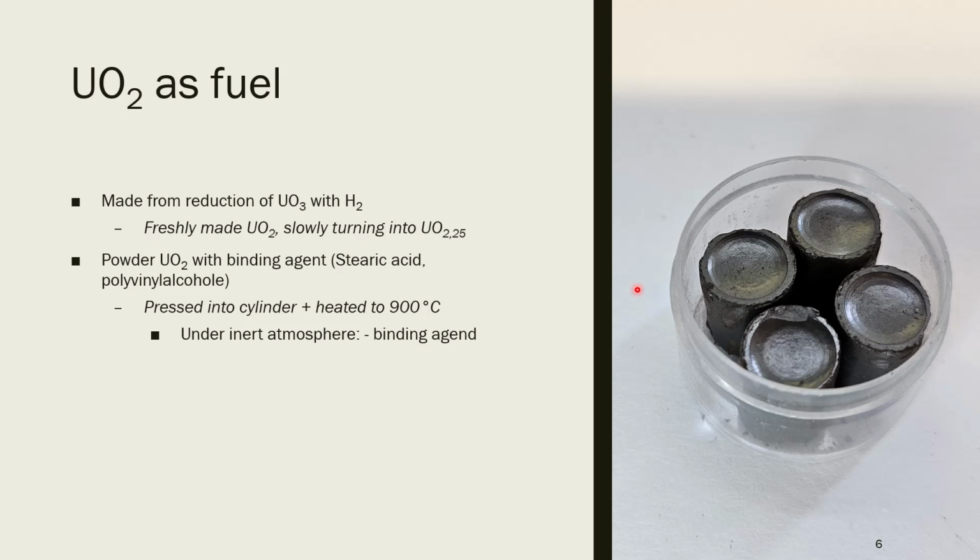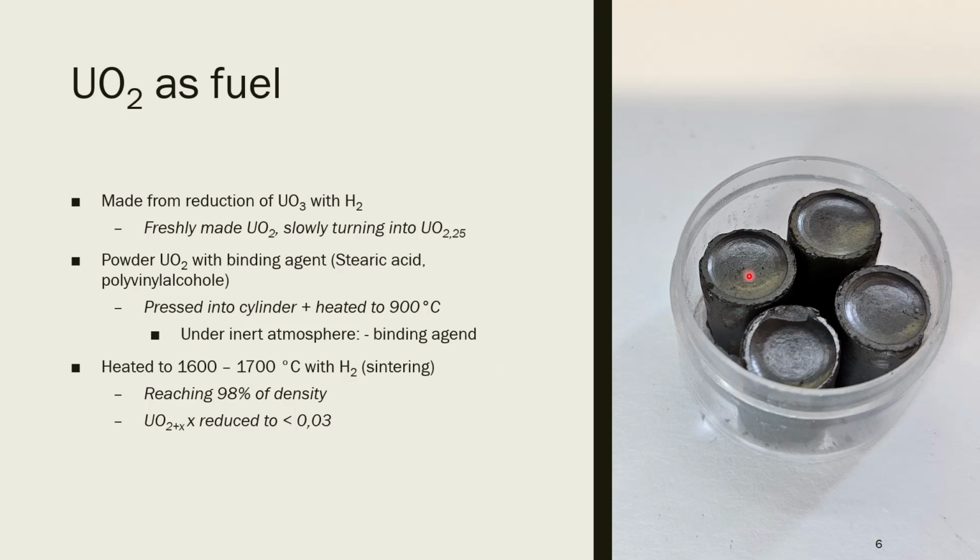You can get rid of the binding agent, but it allows the production of this nuclear fuel to be better. And then these freshly made cylinders are heated to 1600 degrees C or thereabouts in a hydrogen atmosphere, because hydrogen is a reducing agent and you want to get rid of some more oxygen, because you want a very good uranium dioxide crystal lattice to form. This is called sintering, and then these cylinders reach 98% of the density, and you end up with these pellets, which are, for all practical purposes, very pure uranium dioxide.